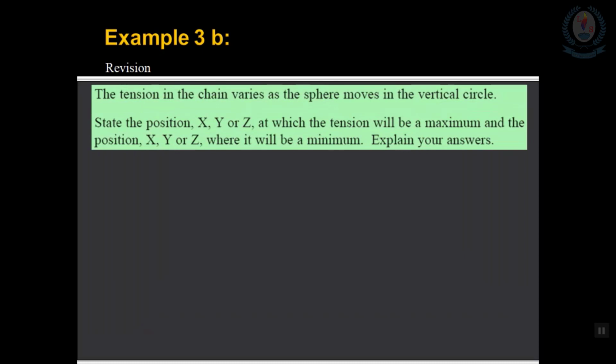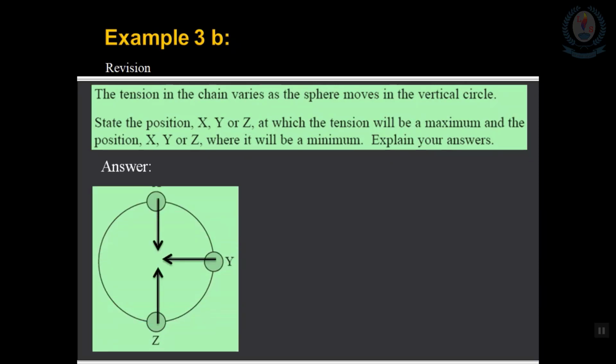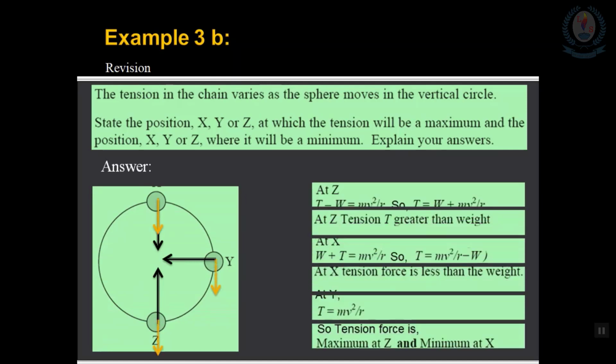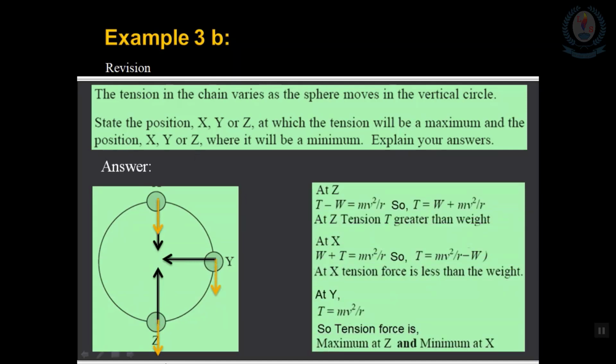The tension in the chain varies as the sphere moves in the vertical circle. State the position x, y, z at which the tension will be a maximum, and the position x, y, z where it will be a minimum. We have to explain our answer. Okay, so first of all we will mark the centripetal force that will always be acting towards the center. Now I will mark the weight forces. This one downward, this one downward, this one downward. These black color lines, they are the tension.